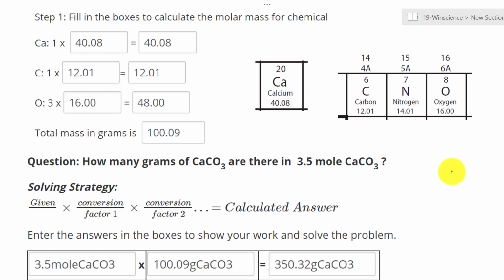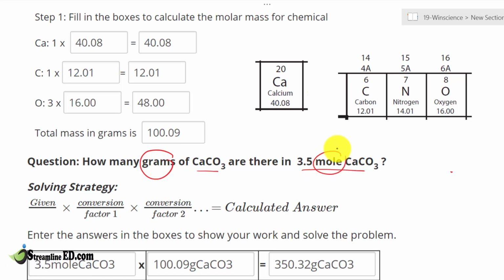In this lesson, we are going to look at solving problems that involve converting from mass to mole or mole to mass. Now, in this problem, we have: how many grams of calcium carbonate are there in 3.5 moles of calcium carbonate? And notice how we have the unit grams right there, and we have the unit mole.